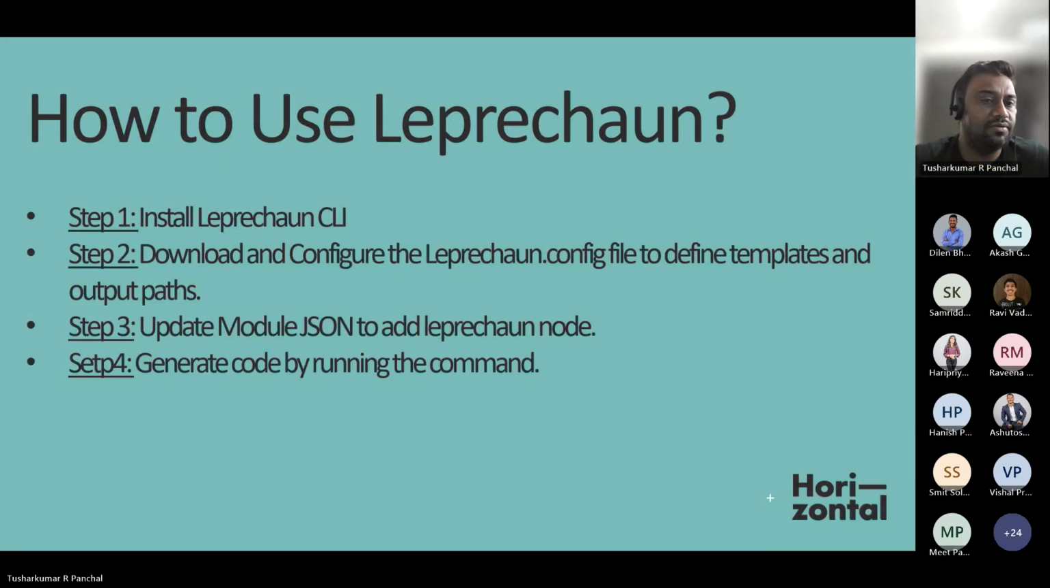So when we have the SCS setup available in our system, SCS depends on the module.json file, and there we need to add a Leprechaun node, which will do a mapping between Leprechaun and Sitecore SCS. So that's the third step, and then we need to run a command, and that command will generate a model, and that we will show you in coming slides as well.